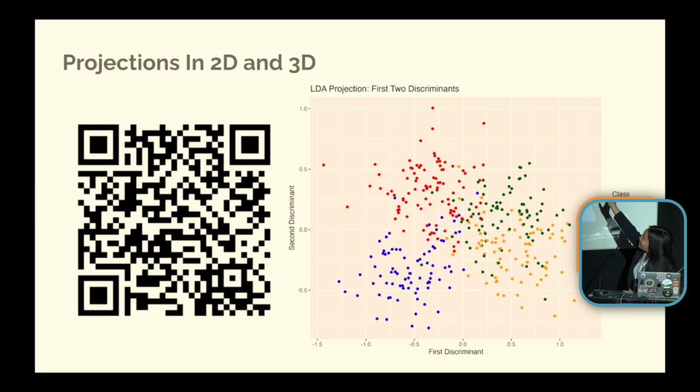And if you want to take out your phones, this is a QR code to a 3-dimensional projection with the top 3 eigenvectors, and it's more of an interactive plot. So you can toggle around and see the different groups from different sides.